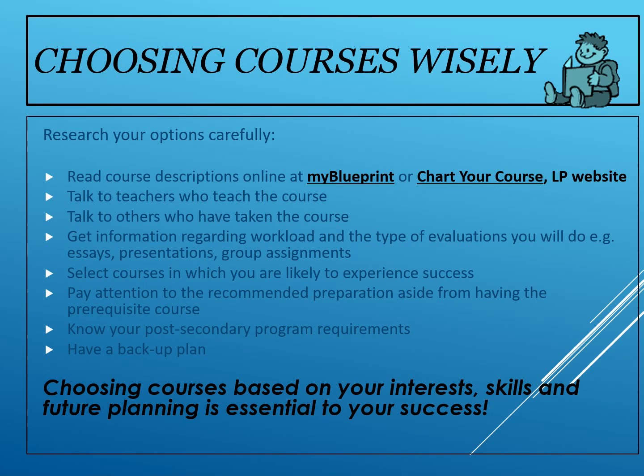In My Blueprint, the first section on the left-hand side is the Who Am I section. This is where you can do an evaluation of who you are as a learner, your personality type, your interests, things like that. And this is a good tool that you can review at any time and redo at any time to find out more about yourself and then to find out about courses and post-secondary programs that might be a good fit for you. So please have a look at that as well.